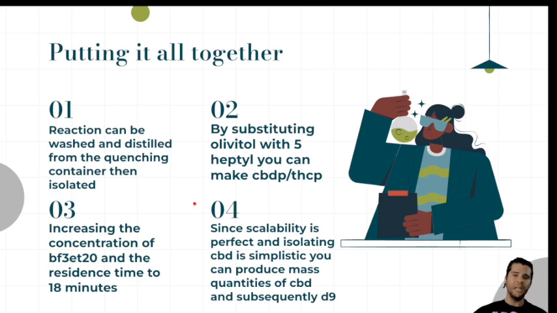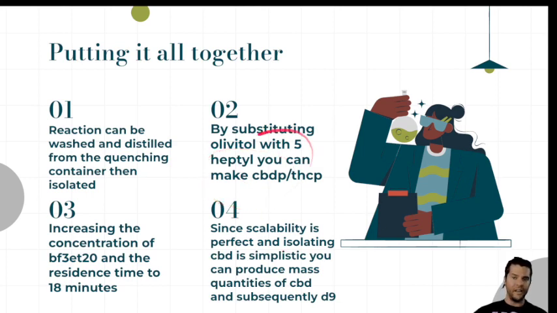Now, that's going to be collected a little bit more difficult, maybe chromatographed, a little bit more difficulty than just the CBD, as the CBD can just be isolated and then subsequently converted. Now, since the scalability is perfect and isolating CBD is simplistic, you can produce mass quantities of CBD and subsequently delta-9 for pennies on the dollar.